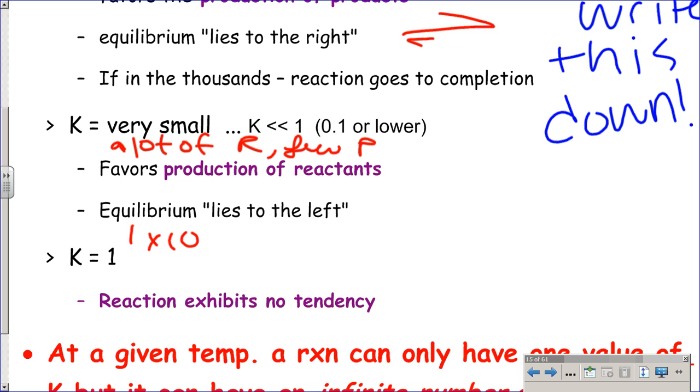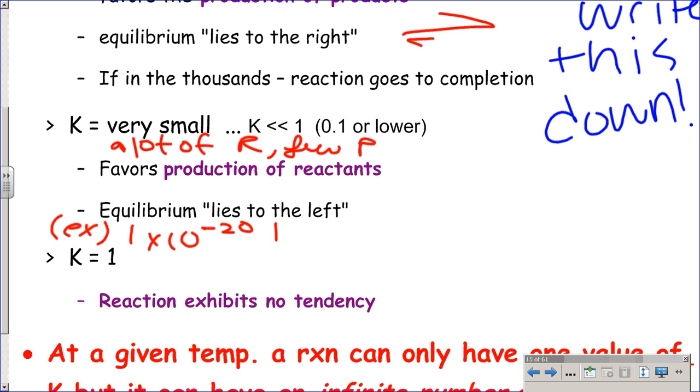If it's 1 times 10 to the negative, no, I can't even say that. I'm not going to put a value on it because it varies. For example, if it's 1 times 10 to the negative 20th, what you would probably say is this reaction essentially does not occur, but a tiny bit of it does occur to make that small value of K.